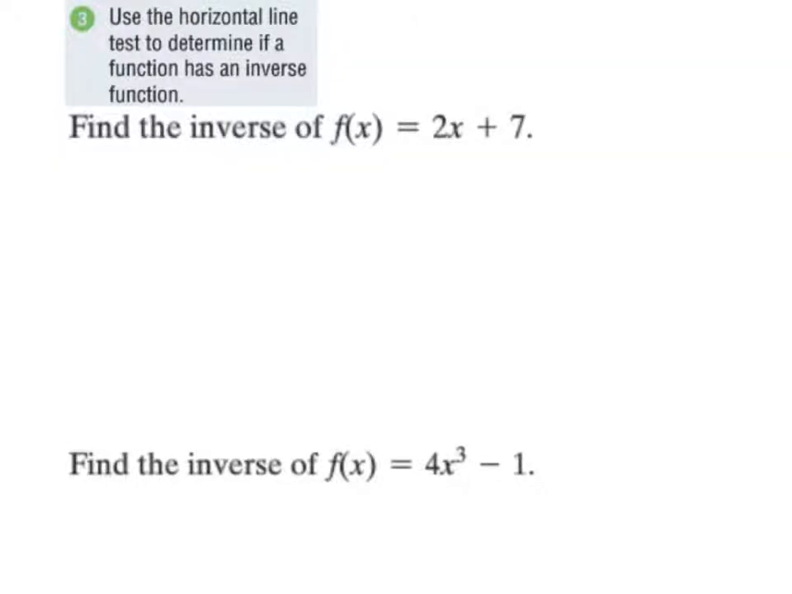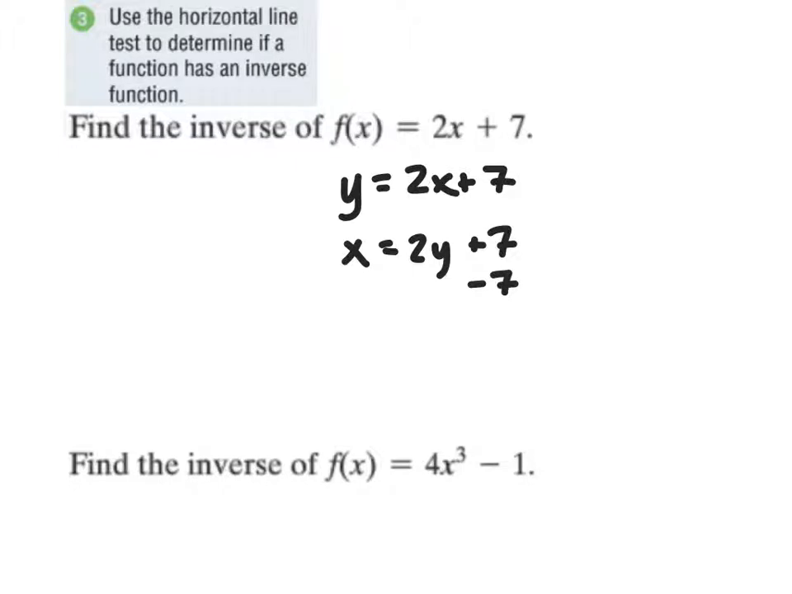Okay, this is part 2 for the 2.7 video, and what we're going to do is find the inverse of this function here. So first thing, I'm going to replace f of x with y. So y is equal to 2x plus 7, and then I'm going to switch my x and y values. So x is equal to 2y plus 7, and then we're going to solve for y.